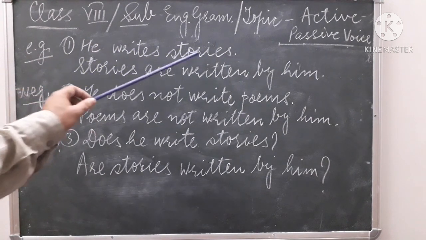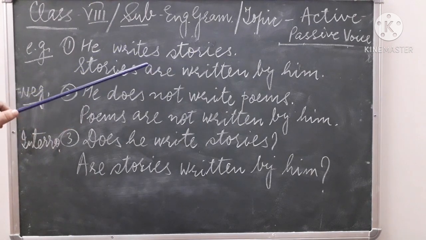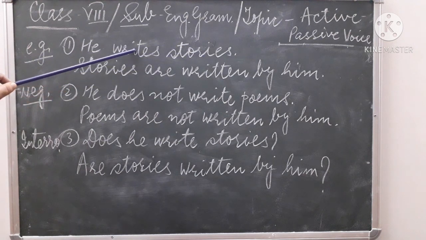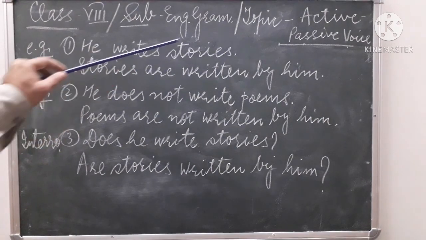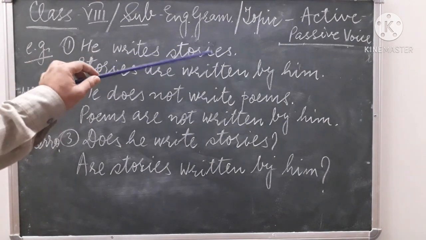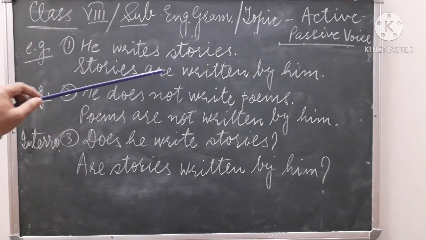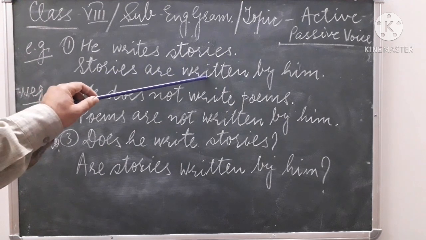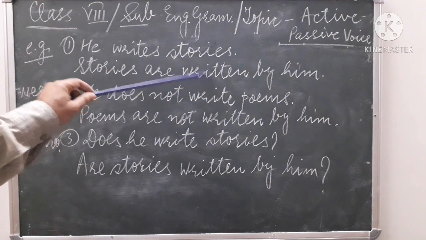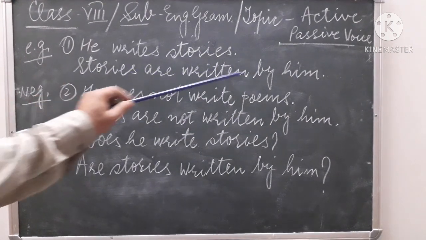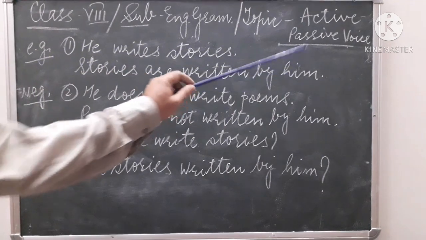This sentence is given in simple present. And you see in the table that if it is given in simple present, there are three helping verbs: is, am, are. And here the object is plural, stories. Stories will be brought first. Stories is plural, that is why we use are, and we always use the third form of the verb, or past participle. It is write, wrote, written. Written. Stories are written by, he will become here, him.